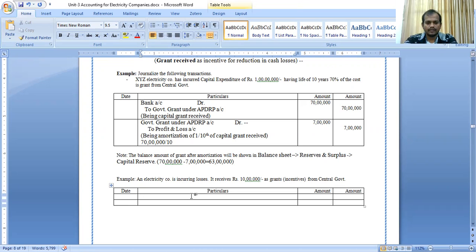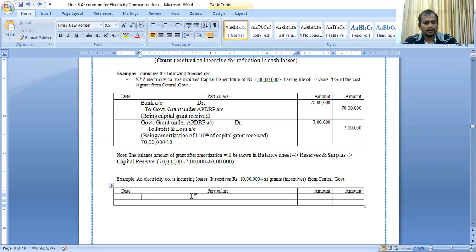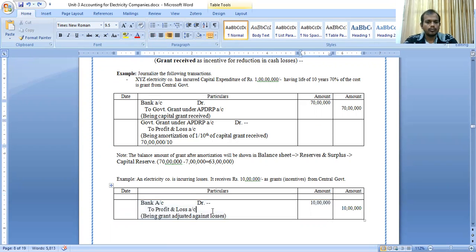We received the grant, so bank account debit, and we are charging against the losses. In the sense, we have to show it in the credit side of the profit and loss account. So the entry will be bank account debit to profit and loss account.